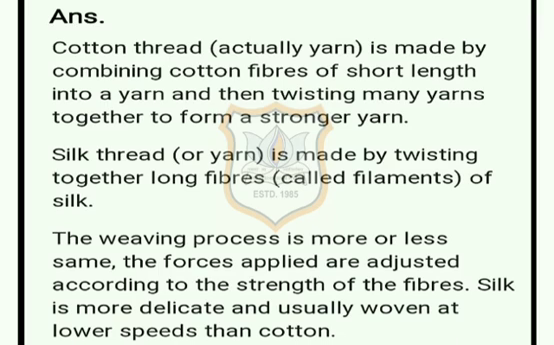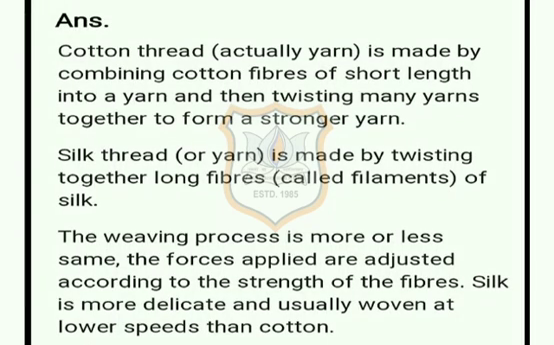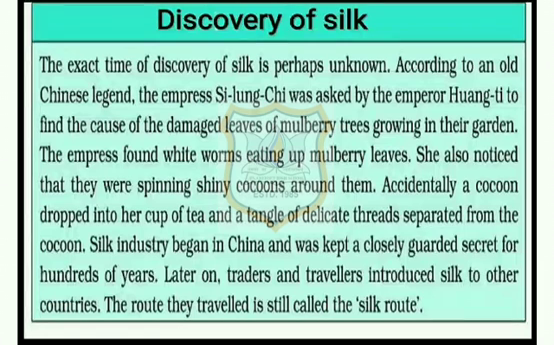The weaving process is more or less the same. The forces applied are adjusted according to the strength of the fibers. Silk is more delicate and usually woven at lower speeds than cotton. So, the cotton thread and silk thread are not spun and woven in the same manner. Clear, students? Now, we will discuss how silk was discovered.